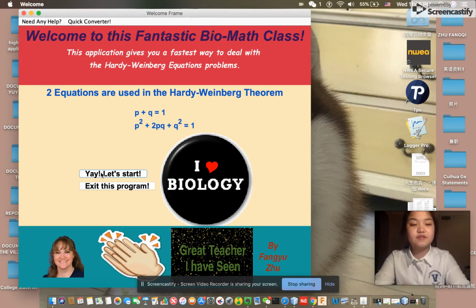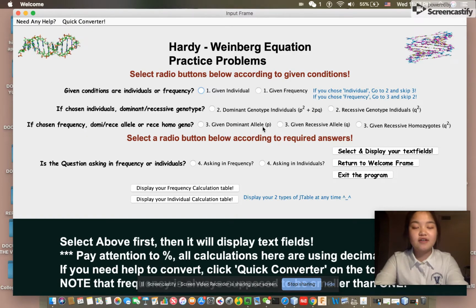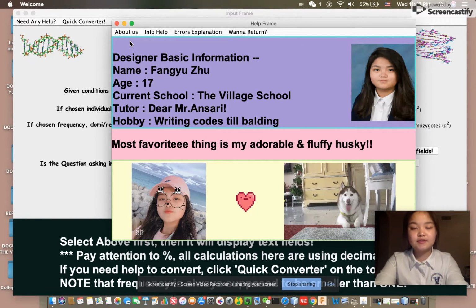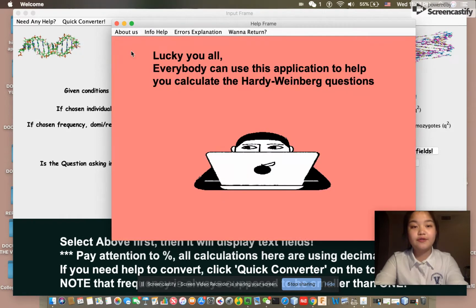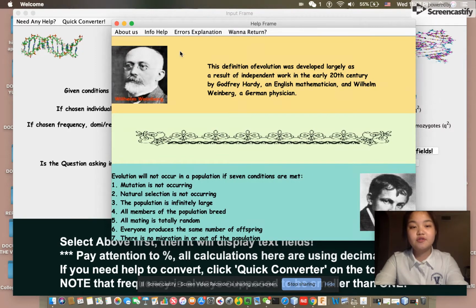Let's start. If you are unfamiliar with this equation, you may be a little confused, so maybe you can get help first. Let's get help. So about us, who made this is basically the basic information about myself and who can use this. Everybody can use this application to help you. And the origin of the Hardy Weinberg. If you want to know more about this equation, you actually can read this article.